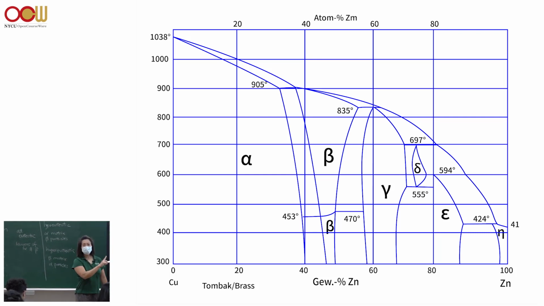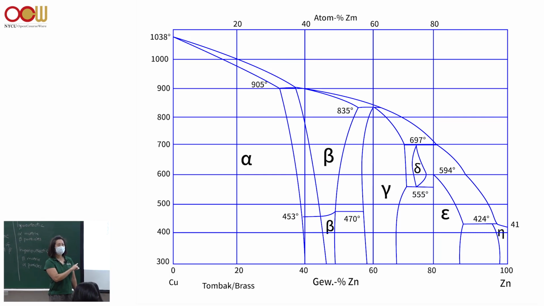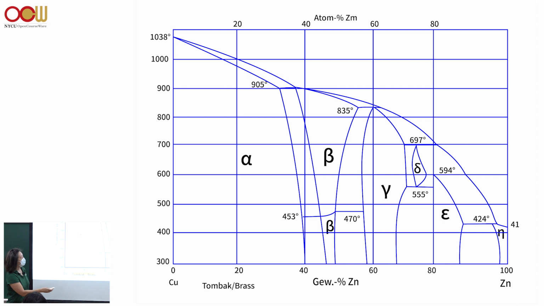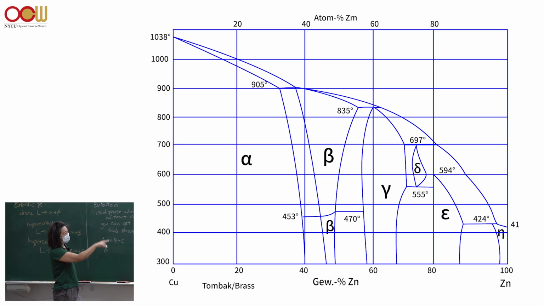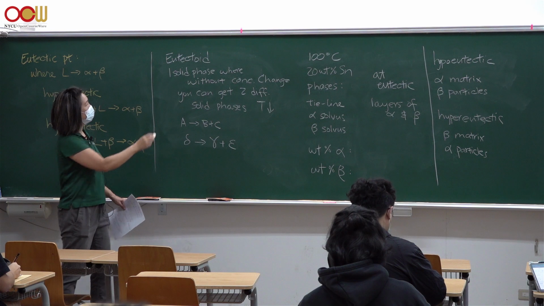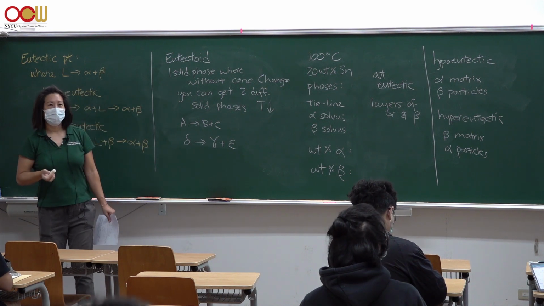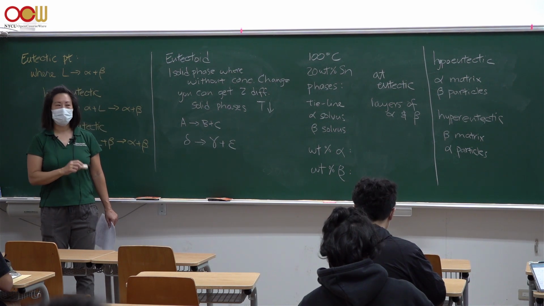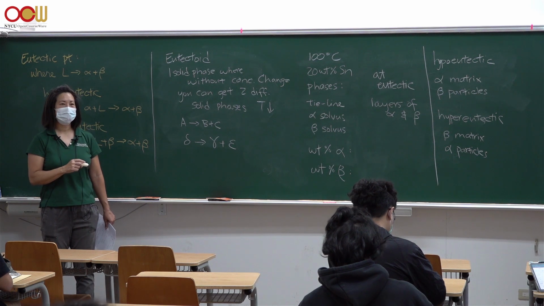There's only one eutectoid on this diagram. I don't know if anyone can see it. It's here. You get delta becomes gamma and epsilon. So delta, without changing the composition, you just drop the temperature, and you go from delta to gamma and epsilon. So that's a eutectoid. And on Friday, tomorrow, we'll talk about why the eutectoid is important.